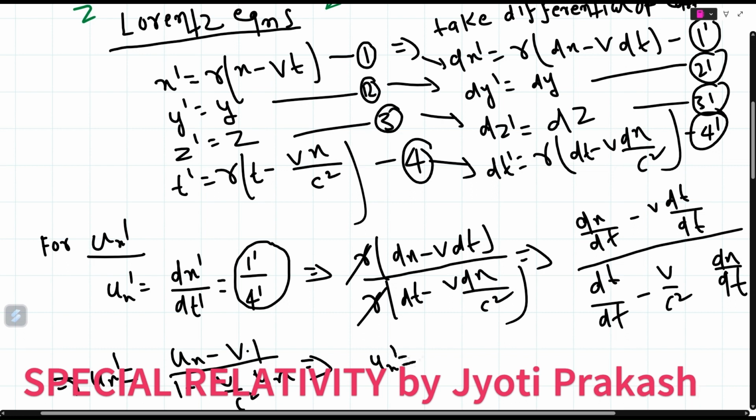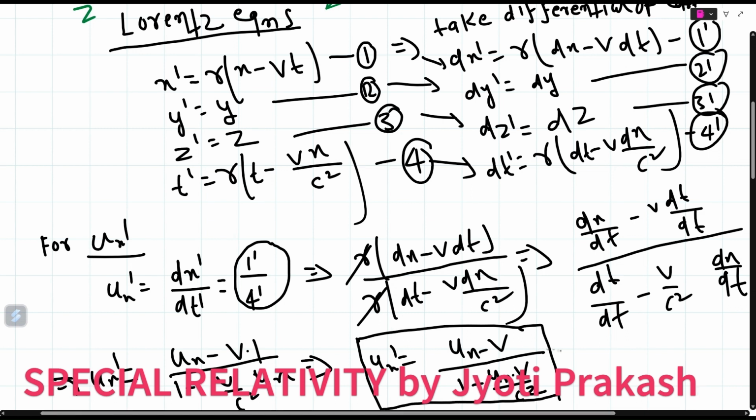In a nicer format, ux prime equal to (ux minus v) divided by (1 minus ux v by c square). This relates your velocity from the S frame to the S prime frame for a particle, and I call it equation A. You can see that for the x component, only the x component is related to each other.